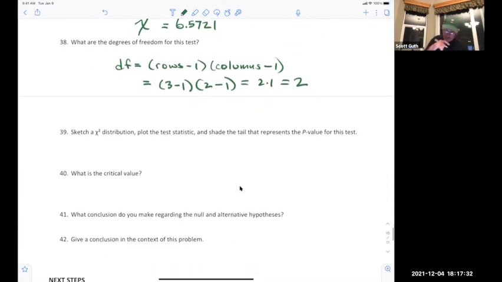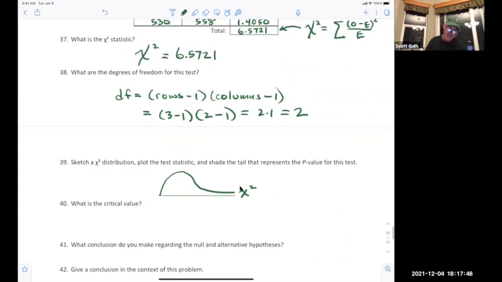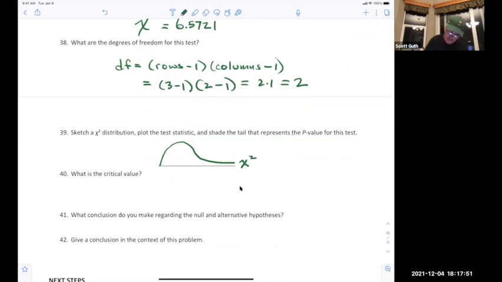Now, I'm going to go ahead and tell you the p-value, but you're not going to be expected to do this on the exam. I think I'm going to just give you the p-value on the final, so you'll just have it. The test statistic was 6.5721 up here. And here's our p-value. It turns out that the p-value is 0.037, which I will provide again on the exam, so you don't have to worry about that.